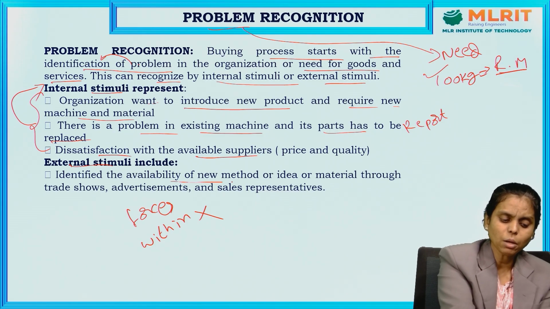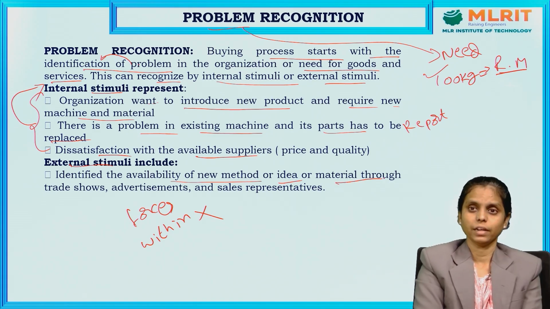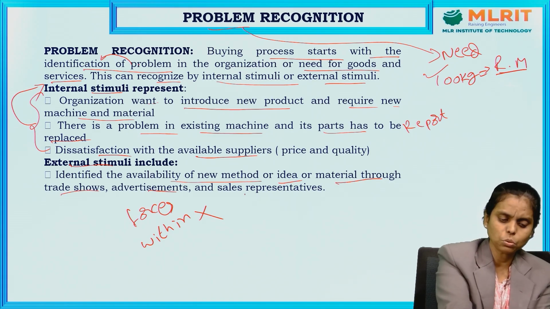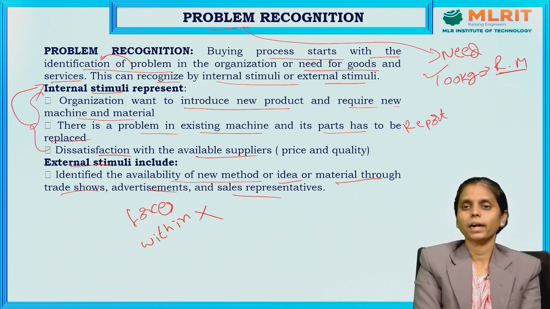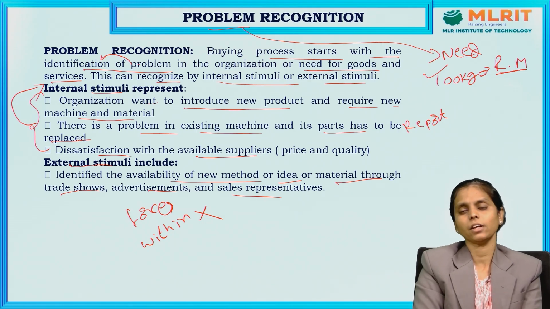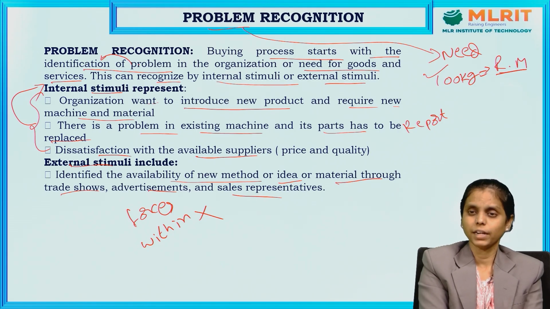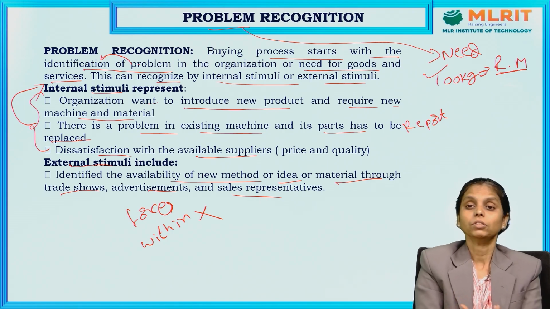We identify the availability of new methods, ideas or materials through different types of trade shows, advertisements, sales representatives, etc. We came to know that the competitor is using a certain type of raw material which is of very good quality. Now what happened? A need has been identified. We attended a trade show. There we have seen that certain materials are available in the market which are more qualitative.